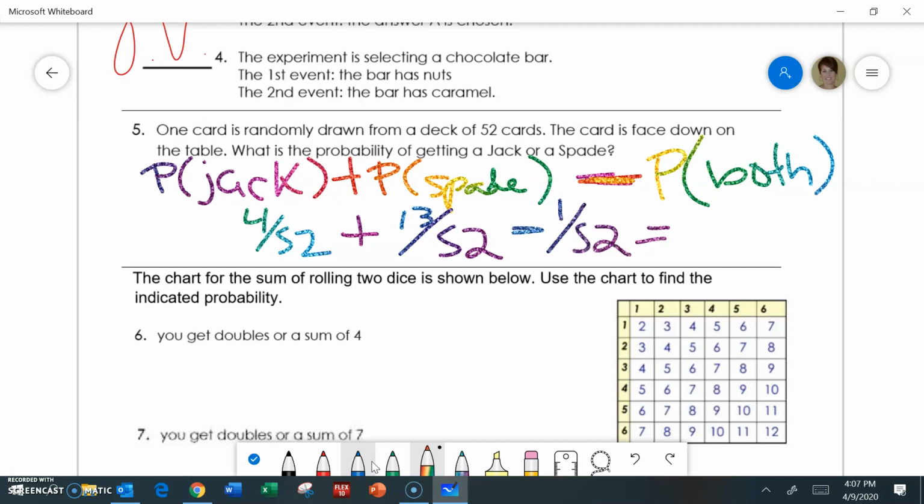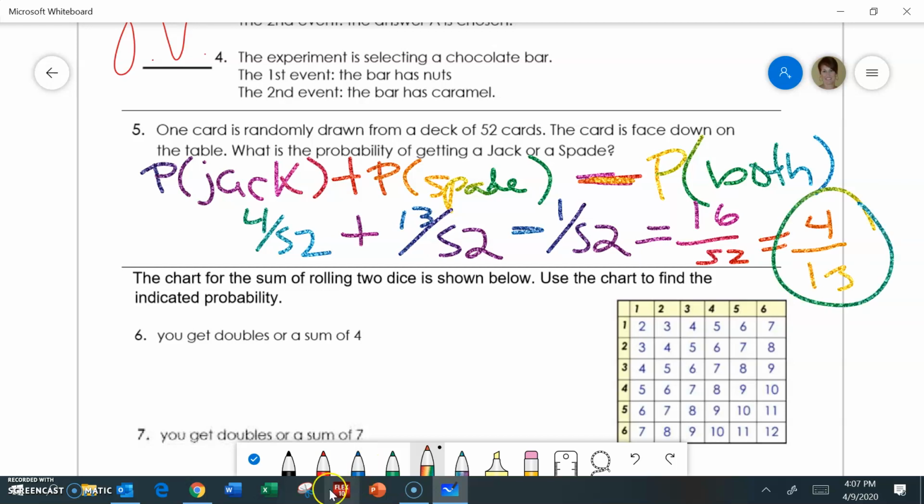Okay? So if we do our adding and subtracting, they all have a common denominator, so we can just add and subtract the top. So 4 plus 13 is 17 minus 1, so you're going to get 16 out of 52, but that reduces to 4 out of 13. So your answer is 4/13.